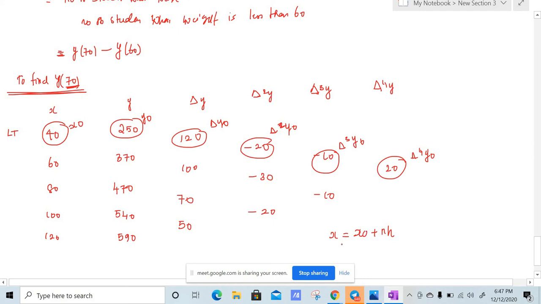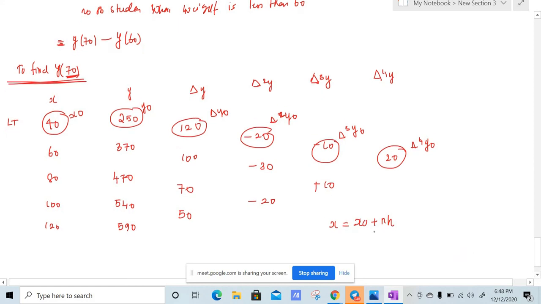In delta cube y, sir, one is minus 10, the other one is 10, right? Yes. Okay, sorry, plus 10. So minus 20 plus 10.